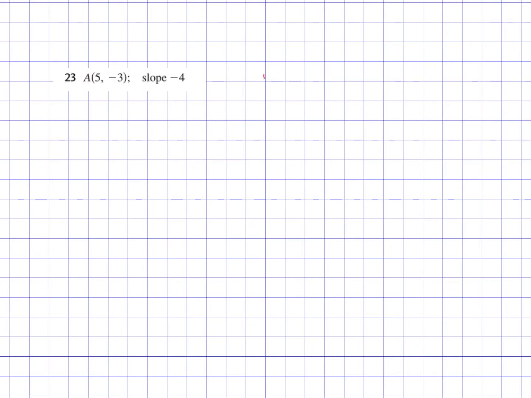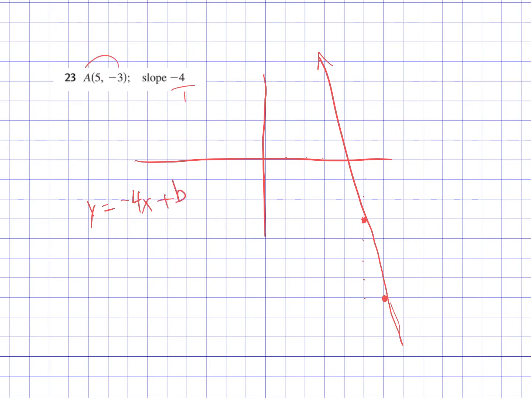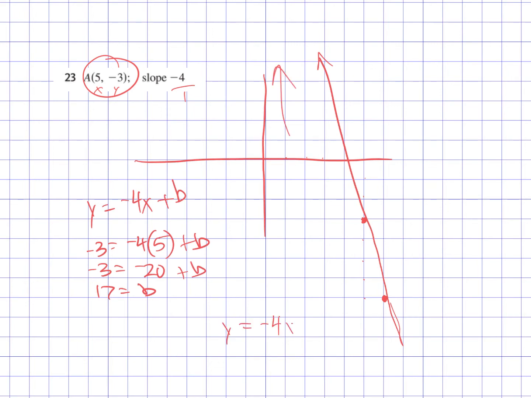Okay, so again, 5, -3, and a slope of -4 over +1. So down 4 and over 1. So we need the equation of this line that's going to go through the y-axis somewhere up there. Okay, so y equals -4x plus b. And there's our x and our y. So -3 equals -4 times 5 plus b. -3 equals -20 plus b. Add 20, I get 17. So that's probably right. It's going to go through 17 way up there. So y equals -4x plus 17.